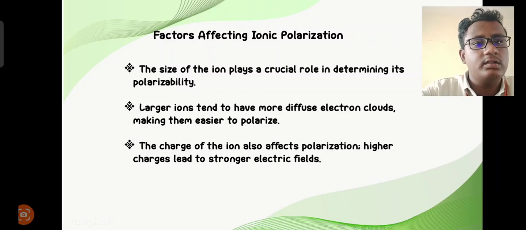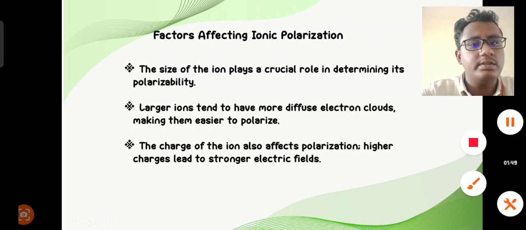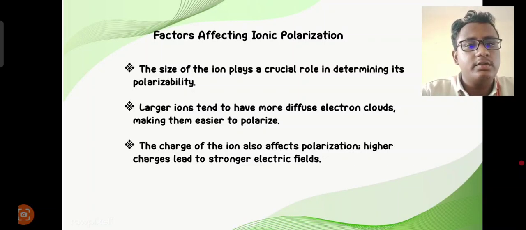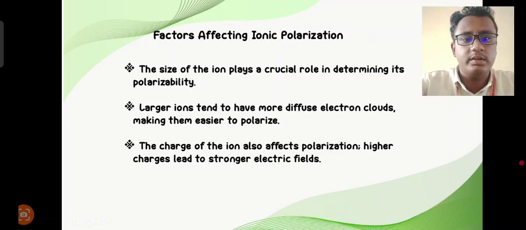Factors affecting ionic polarization. The size of the ion plays a critical role in determining the polarizability. Large ions tend to have more diffuse electron clouds, making them easier to polarize. The charge of the ion also affects polarization. Higher charges lead to stronger electric fields.